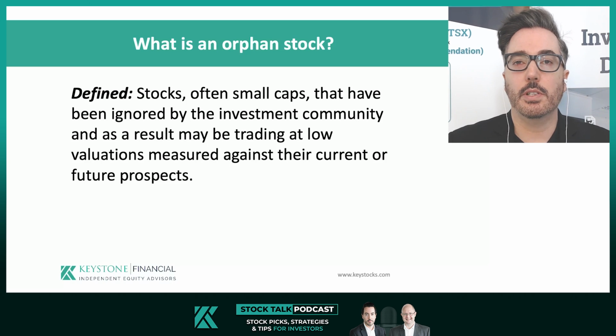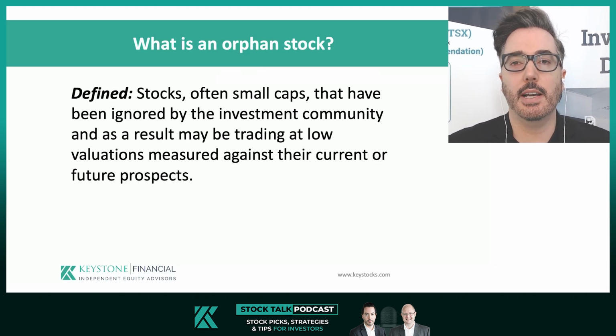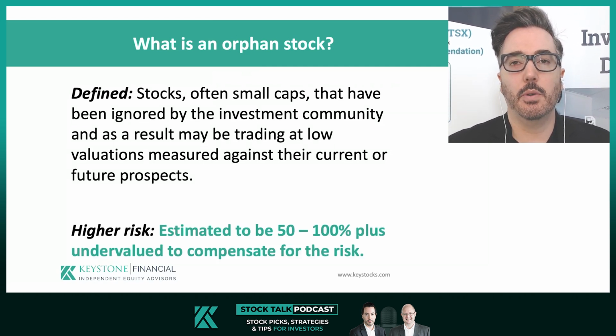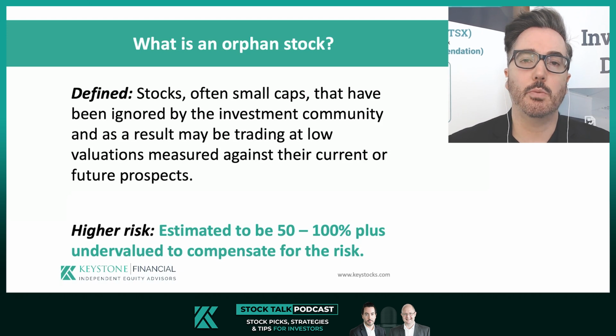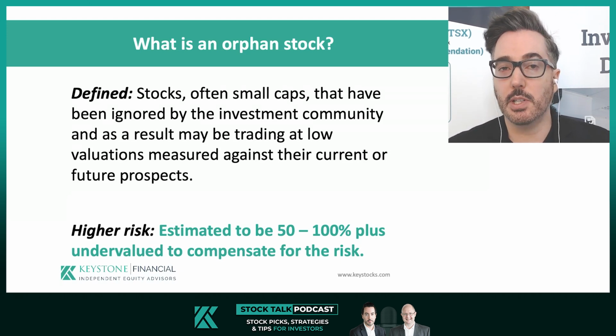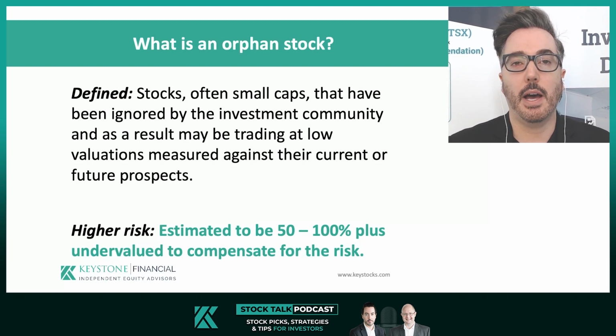What are orphan stocks? These are stocks, often small caps, that have been ignored by the investment community. As a result, they may be trading at low valuations measured against their current or future prospects. We consider them higher risk, estimated to be 50 to 100% plus undervalued to compensate for this risk. So a minimum of 50% undervalued. That is a significant opportunity for gains if properly identified. And I will show some examples today, from the past.